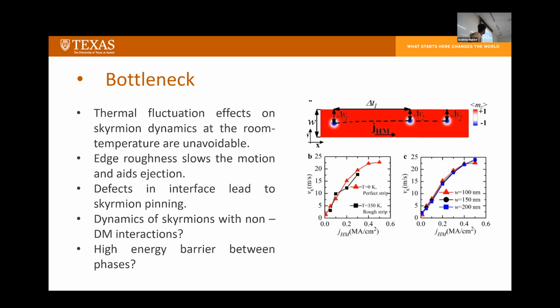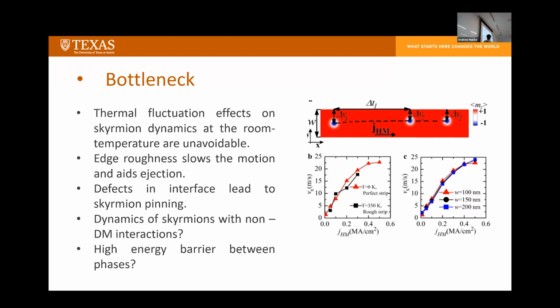So some of the bottlenecks are these points below. First is the effect of thermal fluctuation on the skyrmion motion, which is not avoidable. And then there is edge roughness, which will definitely slow them or lead to ejection. This is very visible on the graph here, where ideally we have a given velocity, but due to the temperature and roughness effects, the velocity changes. This will lead to a change in the distance between skyrmions, which will basically invalidate the stream of its use.